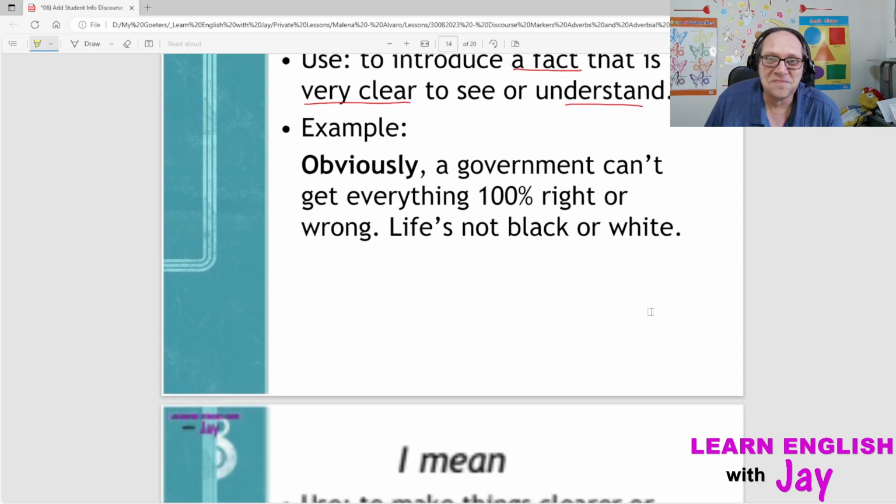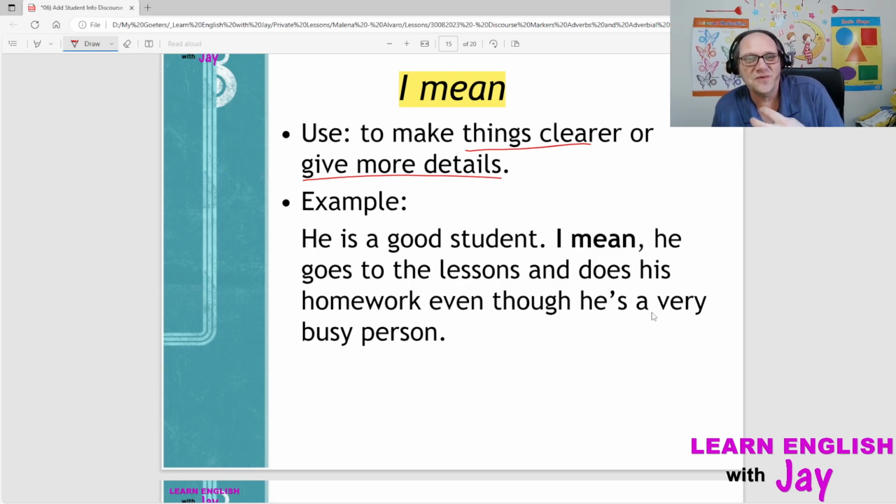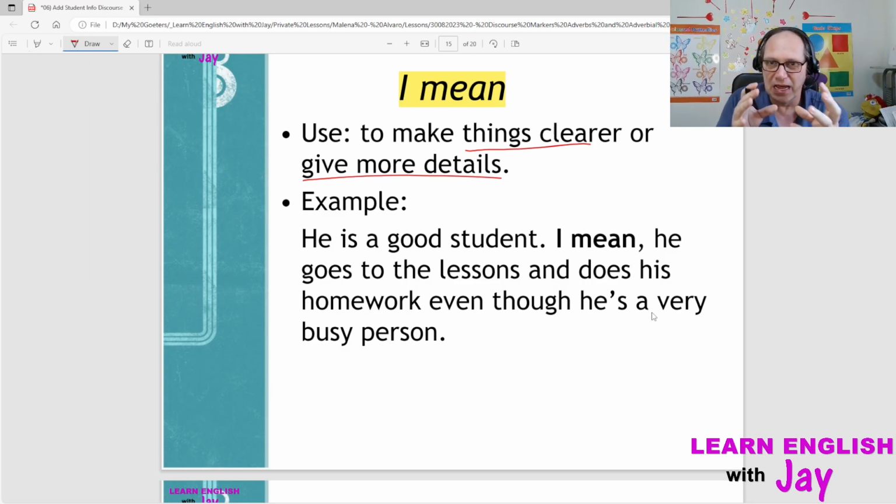All right, let's go to the next one. I mean, this one's actually obvious. All right, to make things clearer or give more details. You might make a statement when you're writing or when you are talking, and you want to give more information. You want to make it a bit clearer so there's no ambiguity, there's no misunderstanding there. All right, we can use I mean.